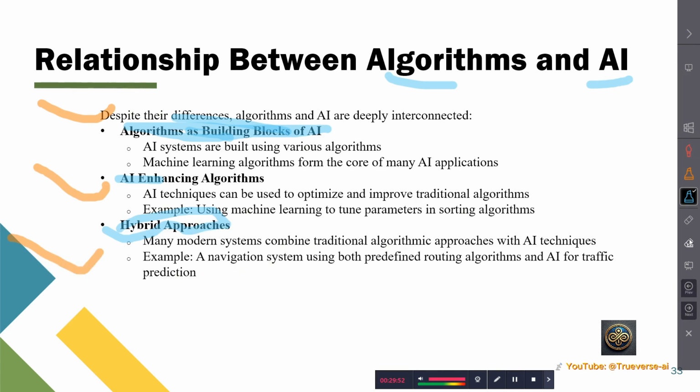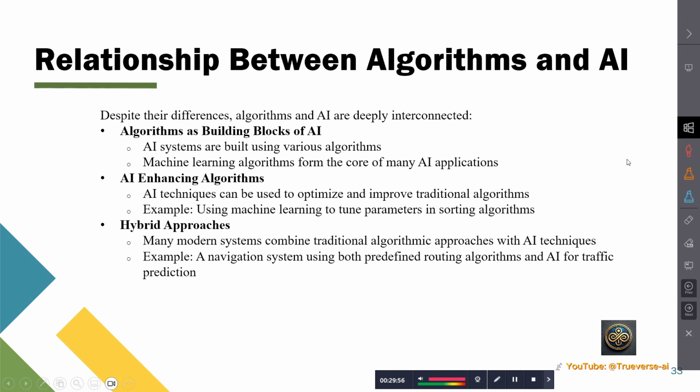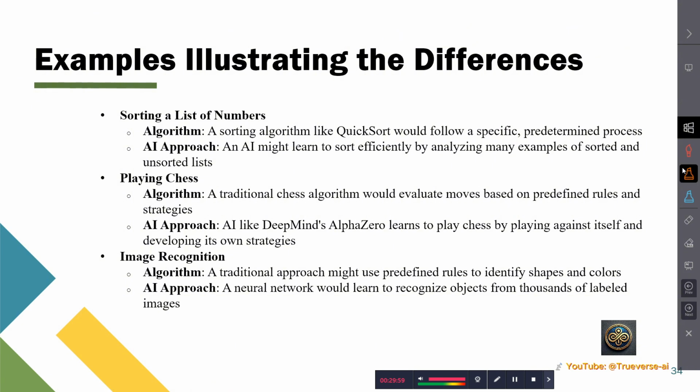Here is another example for comparison between these two: sorting a list of numbers, playing chess, and image recognition. This is a very good example comparison. For sorting a list of numbers, if you use a traditional algorithm like quick sort, it is a specific, predetermined process. But the AI approach learns to sort efficiently by analyzing many examples of sorted lists. But here you usually don't need to learn.